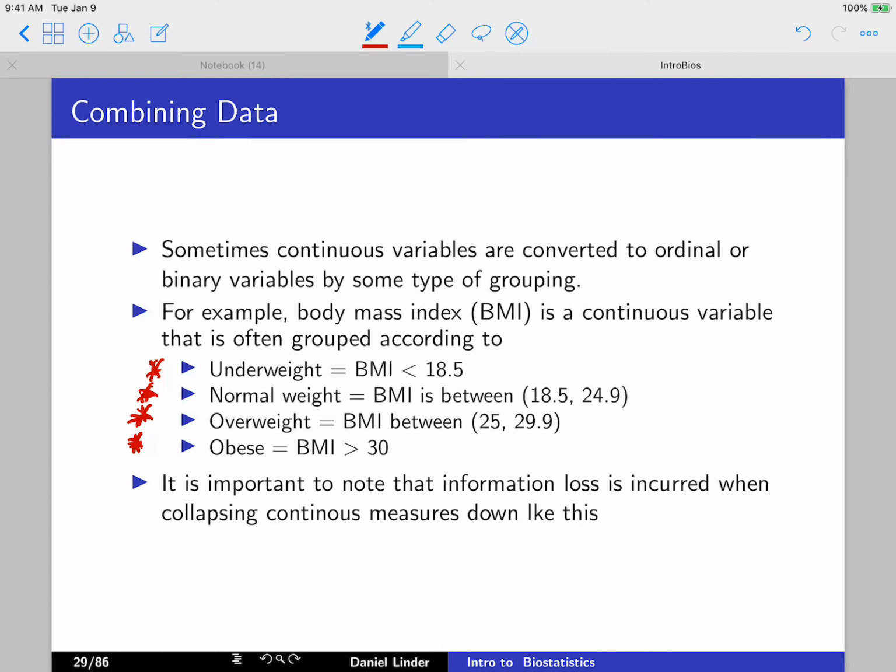So it's important to note that whenever you do this kind of collapsing or aggregation of continuous values into this kind of ordering, you do lose information. So you have information loss, and once you do this collapsing from a continuous variable down to some kind of ordering like this, you can't go back up. Of course, unless you have the original value for that measure. But if all you had was that measure, you couldn't then go back to the original continuous value for BMI.